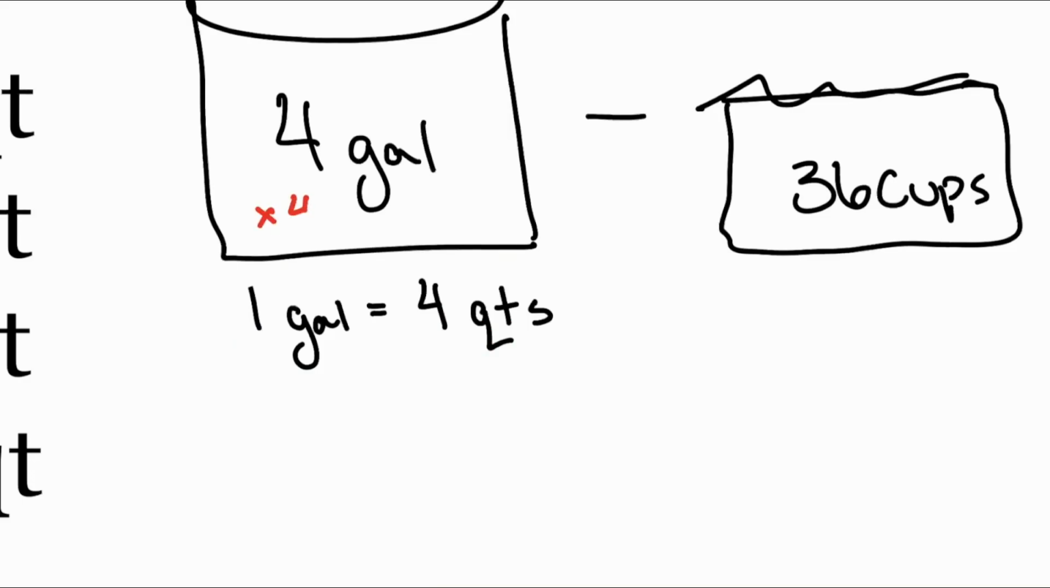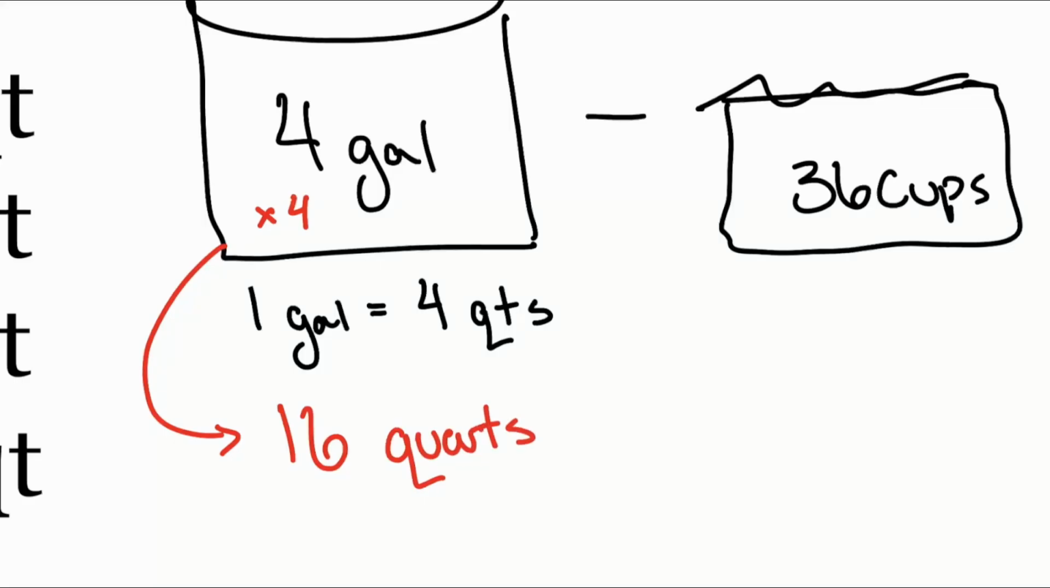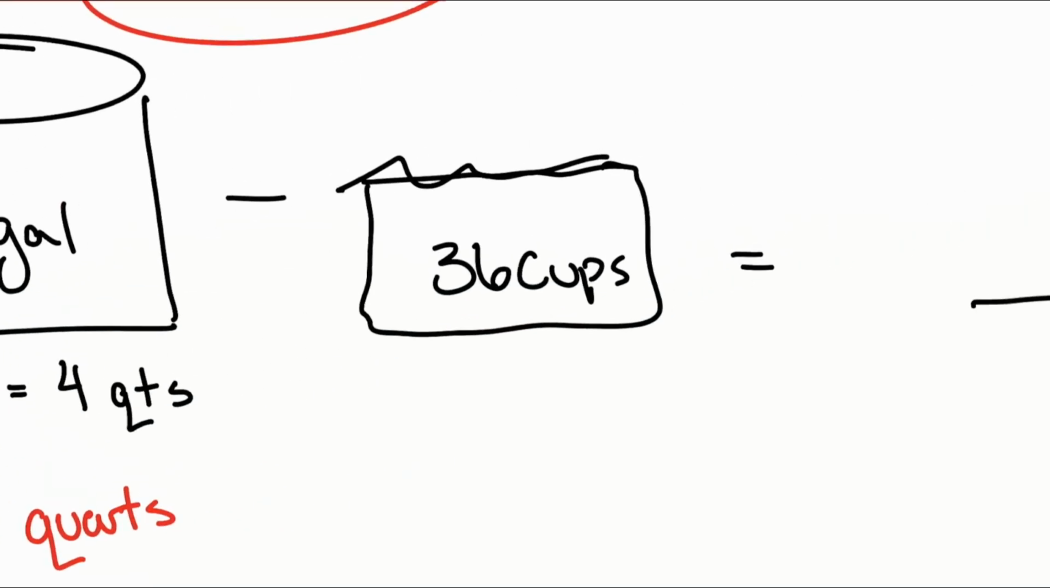We are going to multiply by 4. And that's going to give us, everybody, what? 4 times 4 is 16 quarts. Exactly. So we have 16 quarts just right there. Now we have to take it over here because we're not ready to subtract yet. This is still 36 cups.